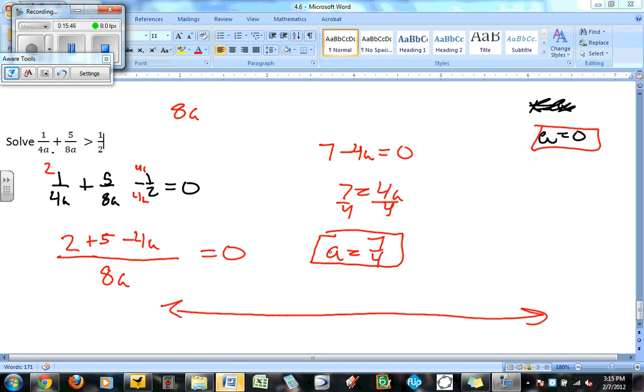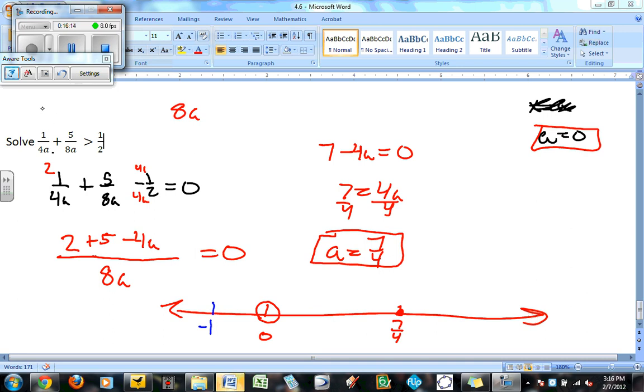Where it equals 0, we're going to put a solid dot. So at 7/4 is going to be a solid dot here. And at a equals 0 is going to be an open dot because it makes the equation undefined. So we're going to make an open dot here at 0. And now again, we just have to test our regions. So let's see. Pick a value. Let's just say -1 out here, and let's test it.